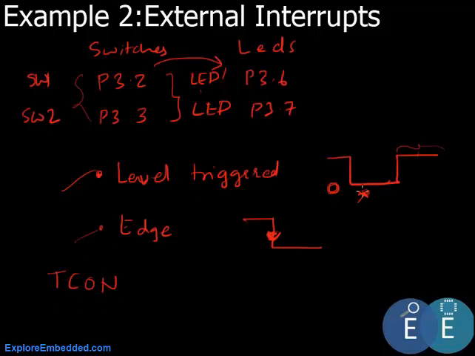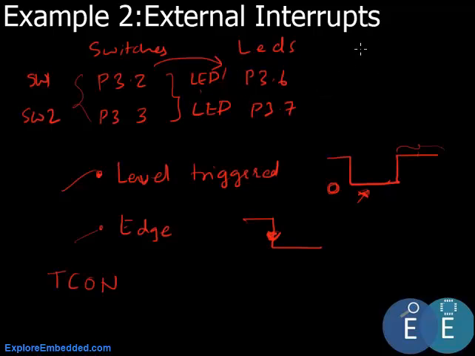Now assuming that this is a level triggered interrupt and the switches are connected to 3.2 and 3.3 and LEDs are connected to 3.6 and 3.7, what we do is in the interrupt service routine we read the status and simply display on the LEDs, and we do not do anything in the main program. So this is all out of the main program.